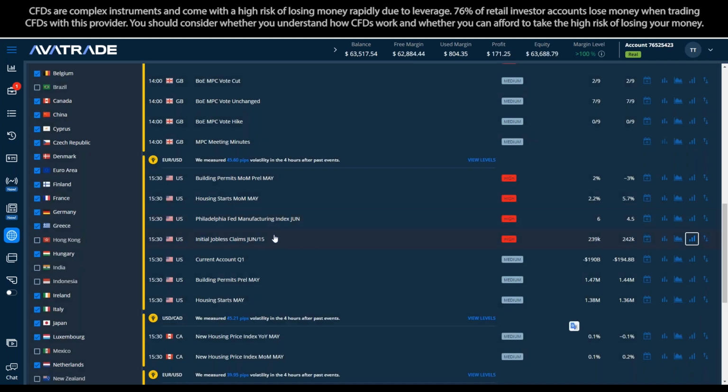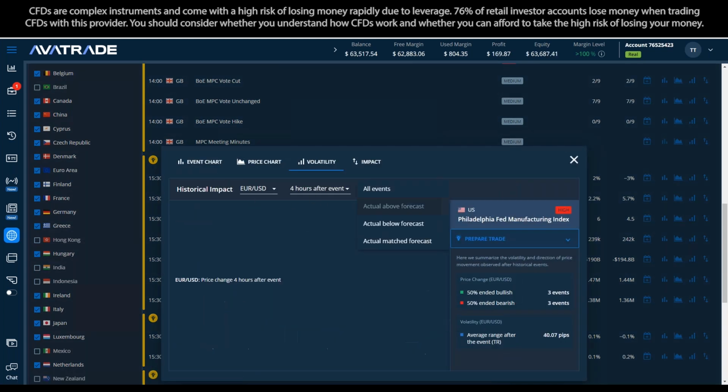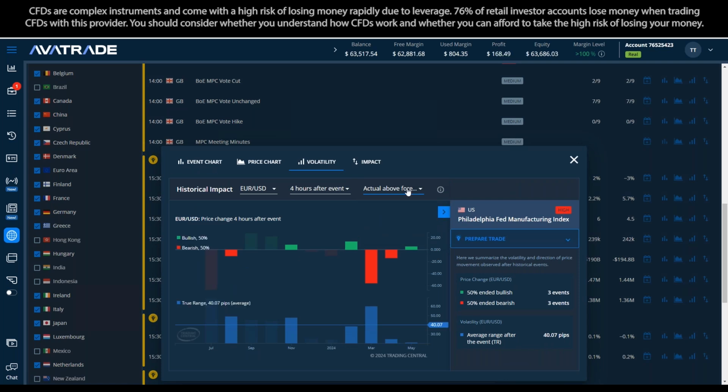If we start to look at some of these other numbers, manufacturing data, we can see what kind of influence these announcements have. And we can see if this is above forecast, it's 50-50. If it's below forecast, it's 60-40. None of that is convincing to me.